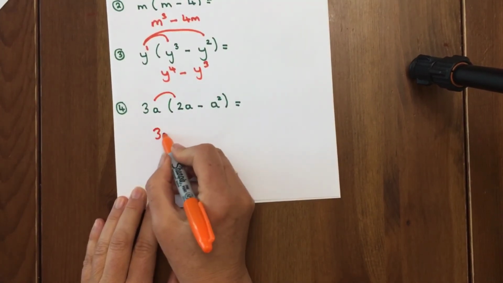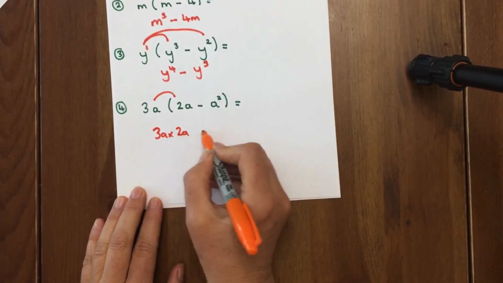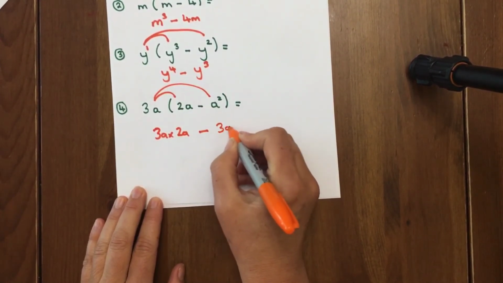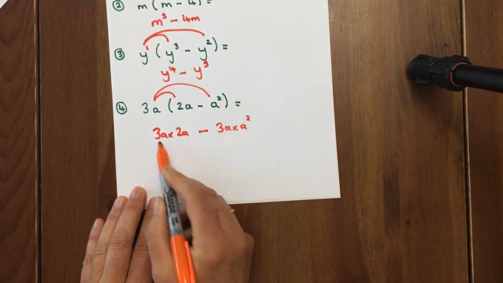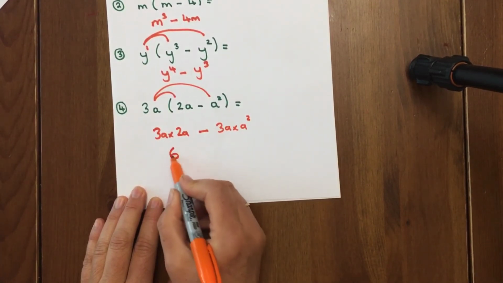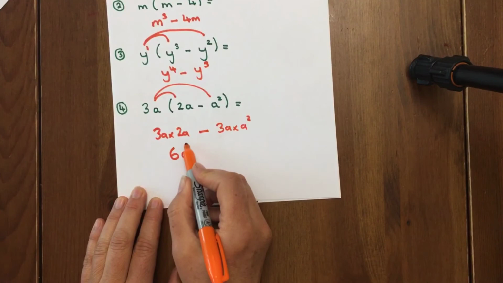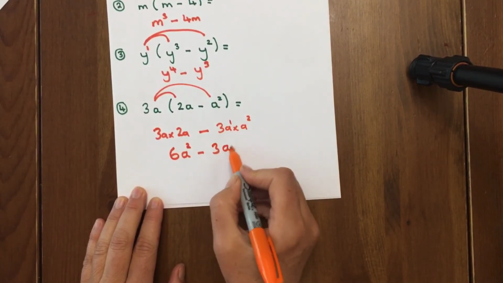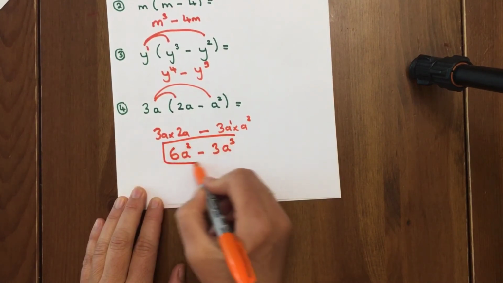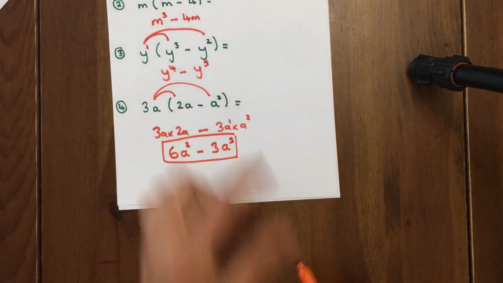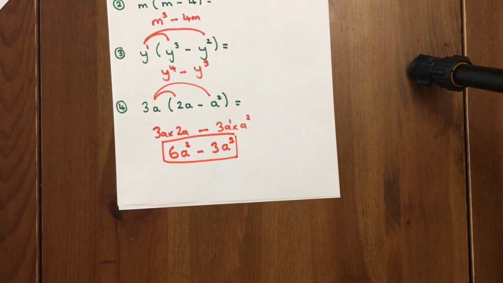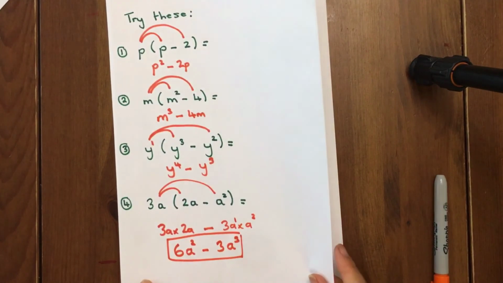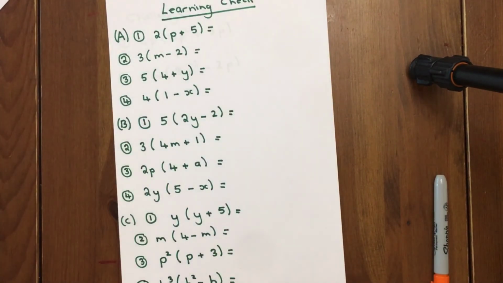3a times 2a, so I'll show you all the method for this one, minus 3a times a squared. So do the 3 times the 2, 6, a times a squared, minus 3, and then add the powers. Okay, so it'd be good to write that last one specifically into your books, a difficult one there, kind of a challenging one. Right, so well done, that's the end of our lesson today.